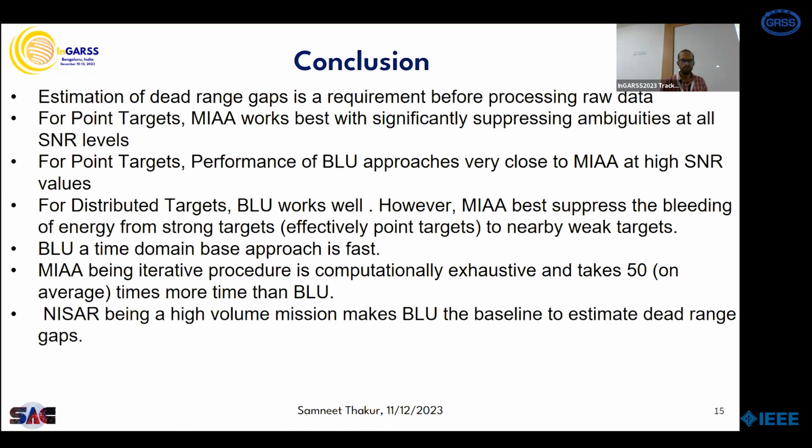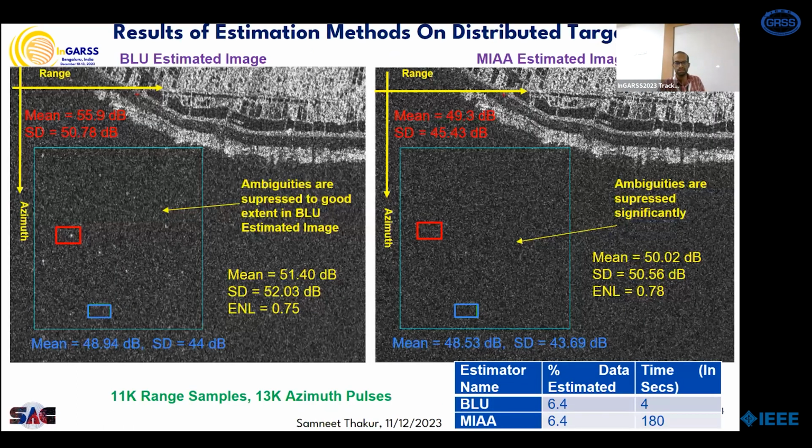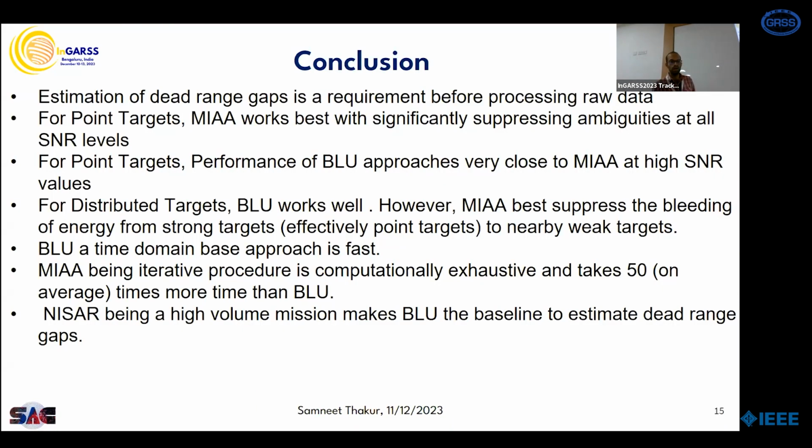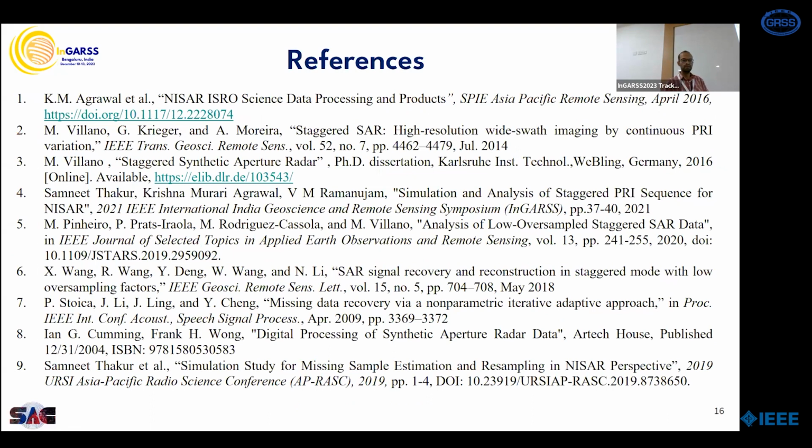For NISAR, its data would be 50 times more than that of this scene here. So it will take around 3.5 minutes to estimate dead range gaps in a NISAR scene using BLU, but 2.5 hours using MIA. So it makes it practically impossible to use MIA for NISAR. So that is the baseline that we have. We will be using BLU. And these are the references that we have used for this study.